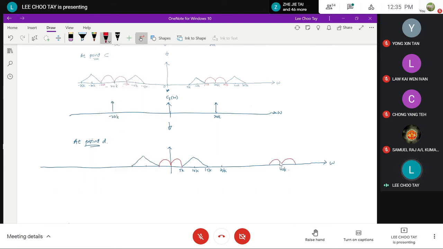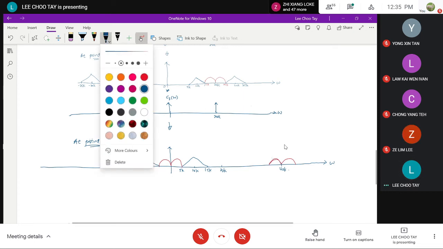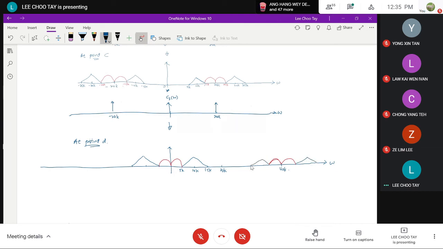I'm not going to draw the 40K one carefully, because later I'll filter it. There is this whole spectrum convolved with this 20K, so I shift this whole spectrum to center around 20K. And for this one, I shift the whole spectrum down to center at minus 20K. I've got nothing at minus 20K, but this plus 20K will be shifted to center at zero as well. As far as amplitude is concerned, I'm going to have double amplitude here, and same thing for this one.